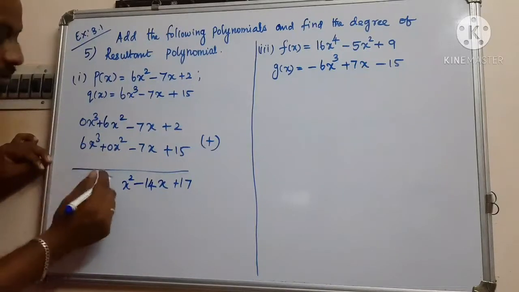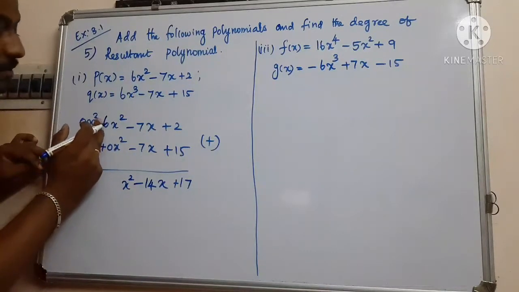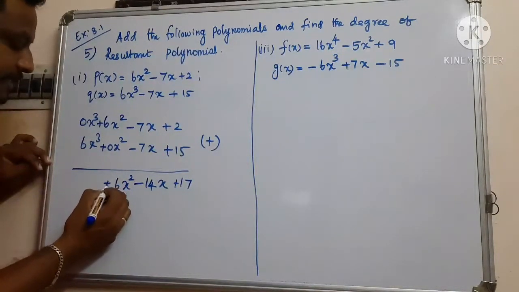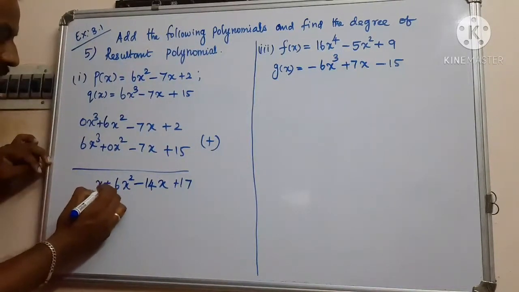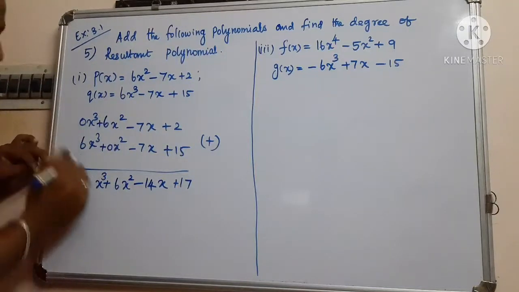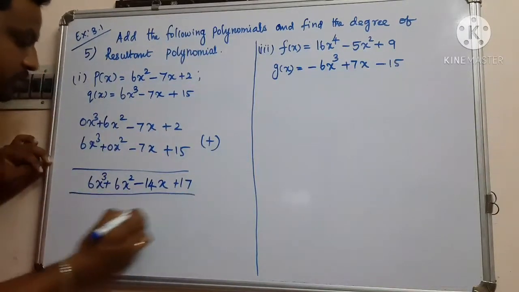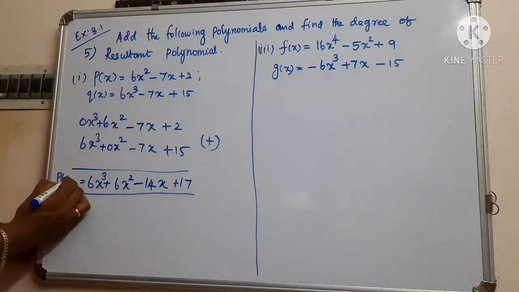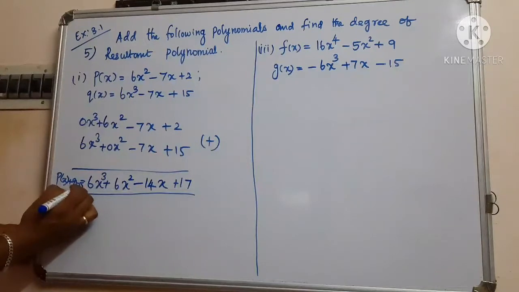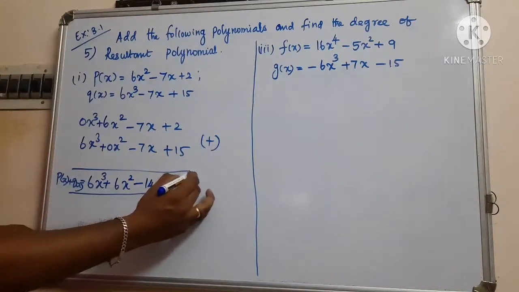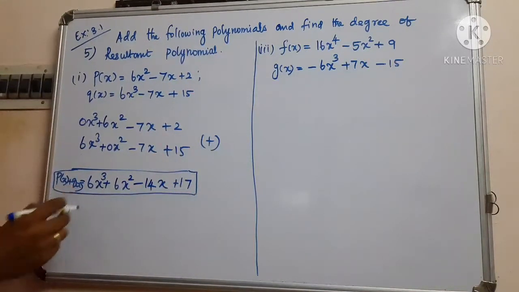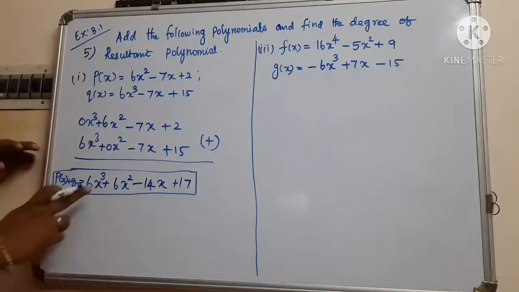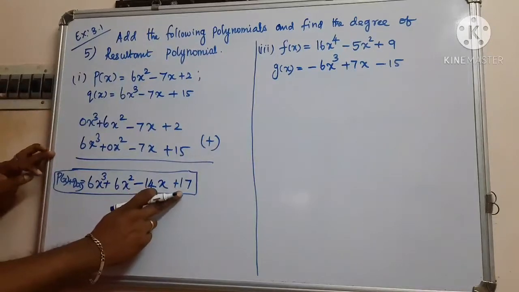You have to add only the coefficient values. So 6 plus 0, 6, x cube is a common variable. 6 plus 0, 6. So this is the answer of p of x plus q of x. So p of x plus q of x answer is 6x cube plus 6x square minus 14x plus 17.